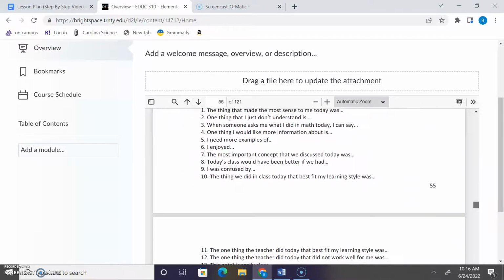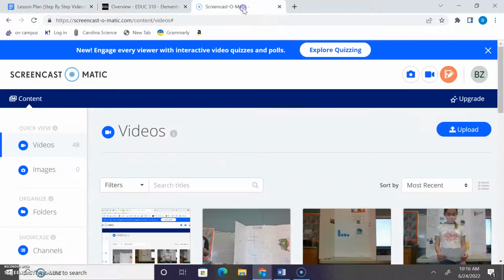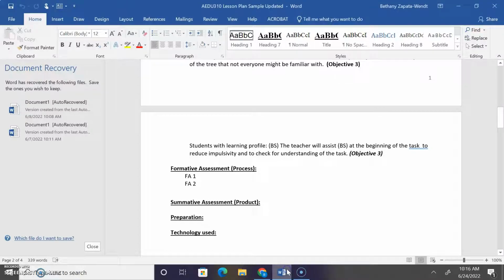So it's going to be discussions. So I'm going to put discussions here. So I'm going to copy this, or you could even write the word discussions, but that is a formative assessment. So I'm going to go back to my formative assessment, and I'm going to put discussions. Okay, didn't work. Okay, and then I'm going to even give an example, right?